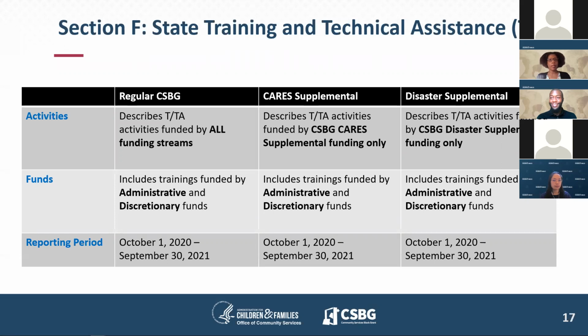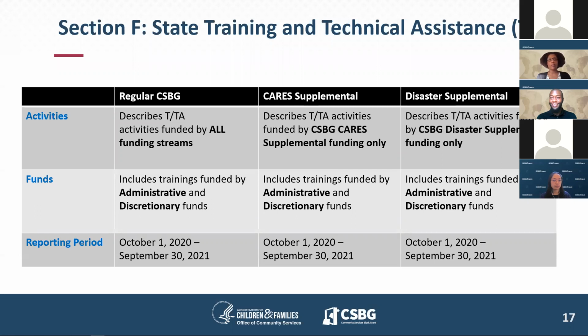For the CARES Supplemental Annual Report, the state should describe training and technical assistance activities funded only with the CSBG CARES Supplemental Administrative and Discretionary Funds. This table will also be auto-populated using information from the CARES state plan, and the state will be able to add rows for additional training and technical assistance activities not included in the state plan.